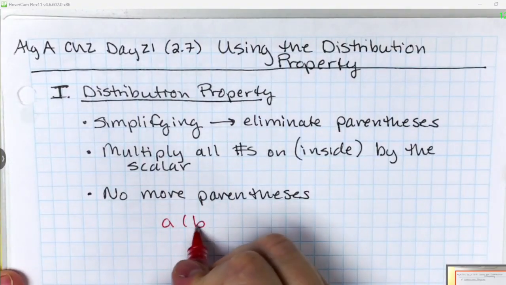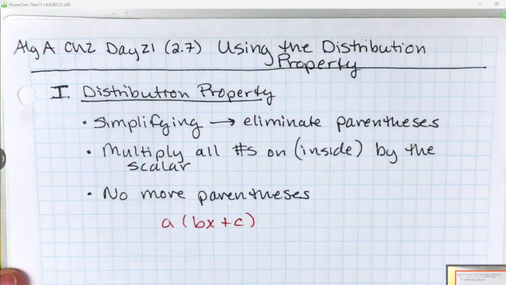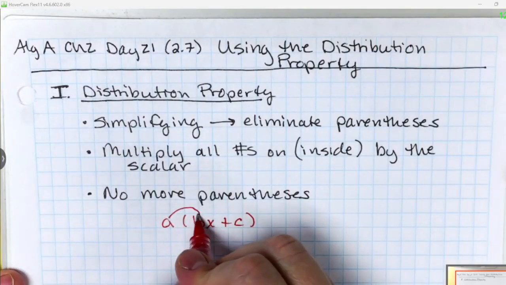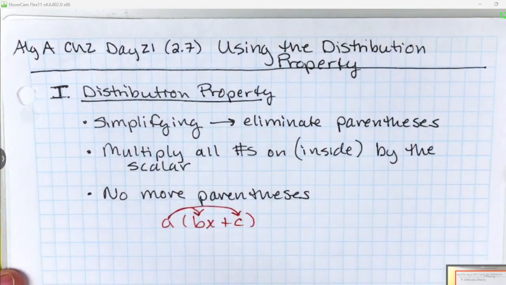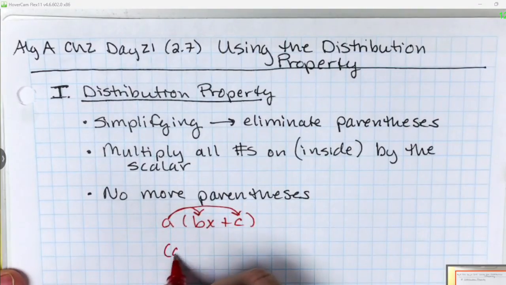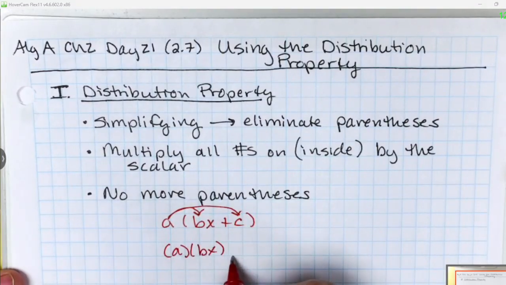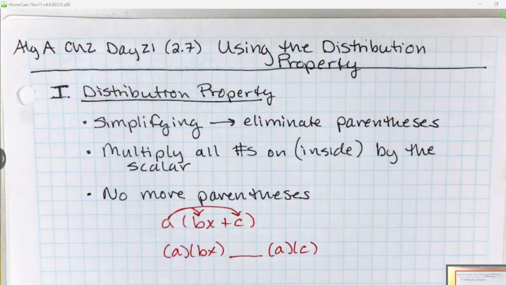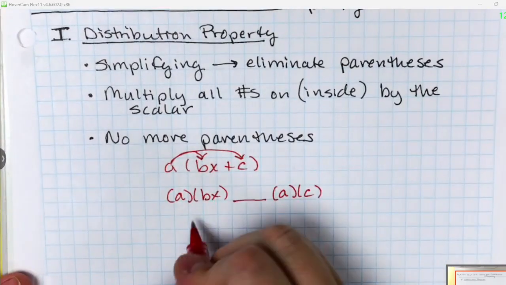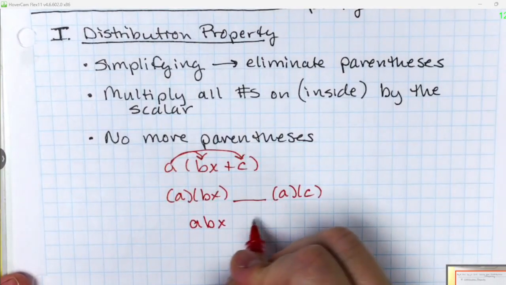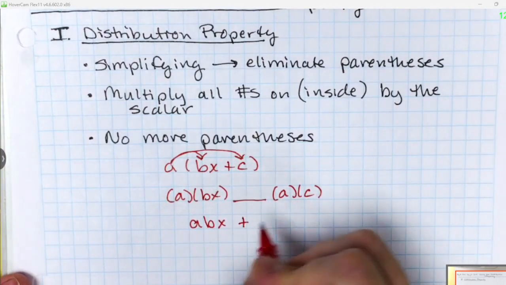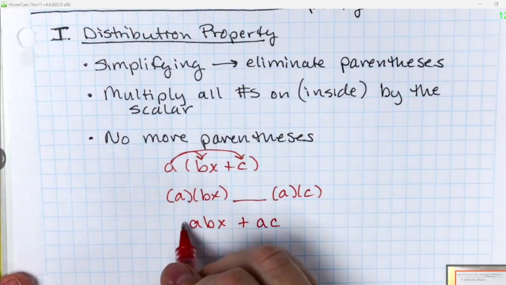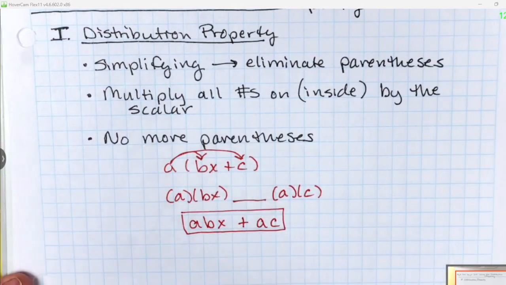So if I had to write out a formula for this process, it would be a scalar A times (bx plus c). And what you're going to do is multiply everything on the inside by a. So a times bx, leave a little space, a times c. And of course, these just stack up: abx, positive times a positive is a positive, and then we have ac. And that is the simplified form.